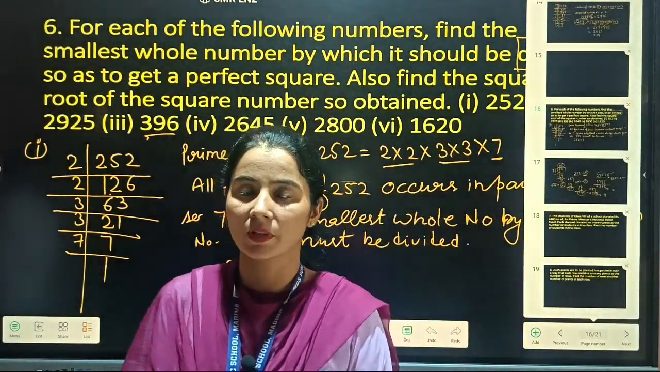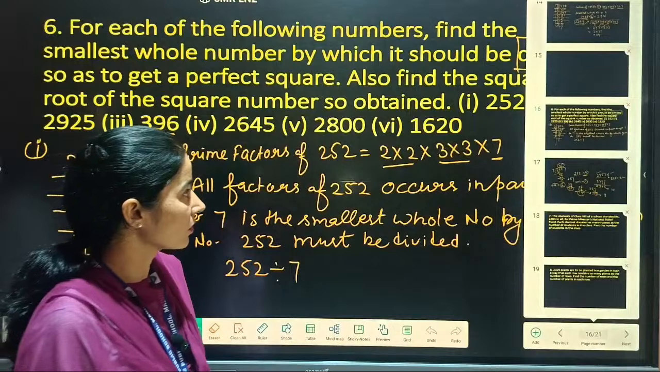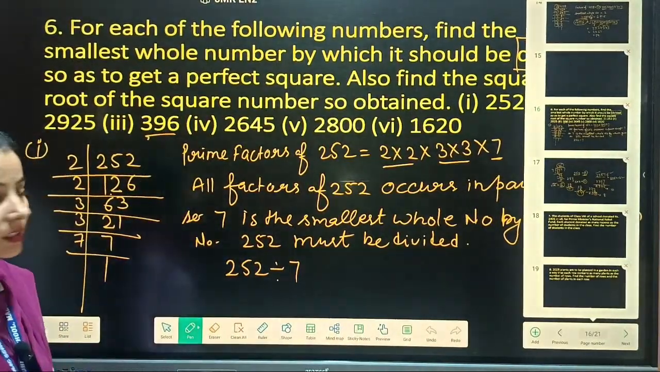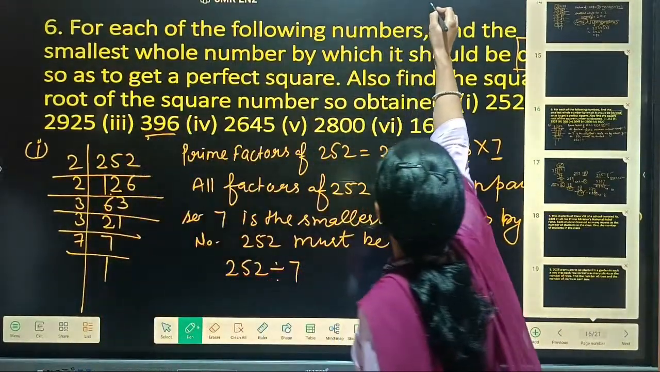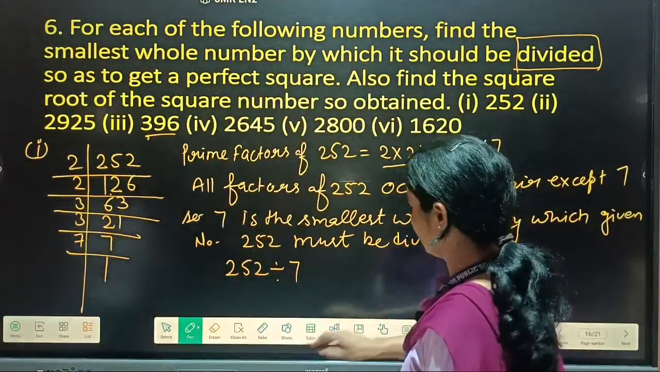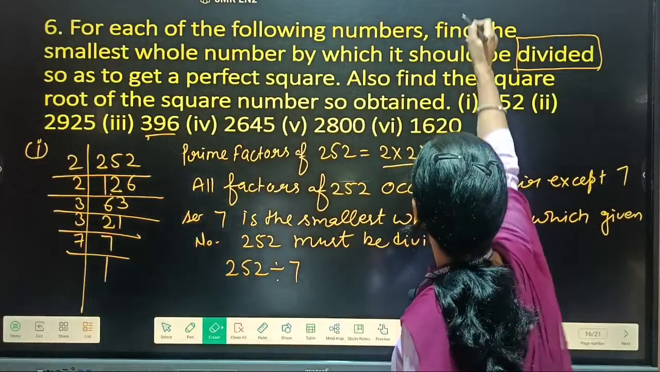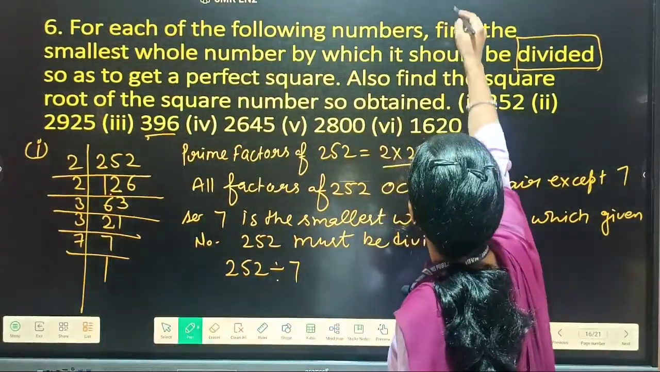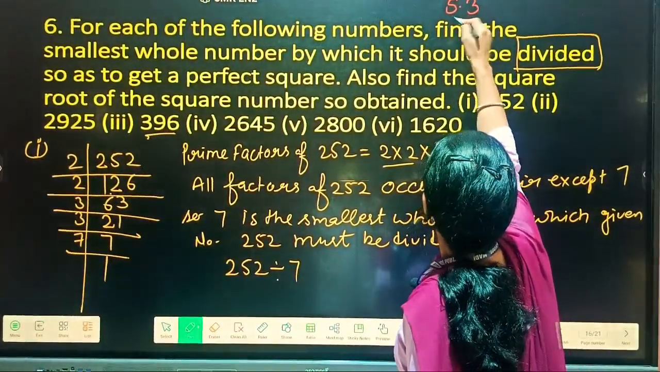We are doing chapter number 5, square and square root. In square and square root, we are doing exercise 5.4. Exercise 5.3.